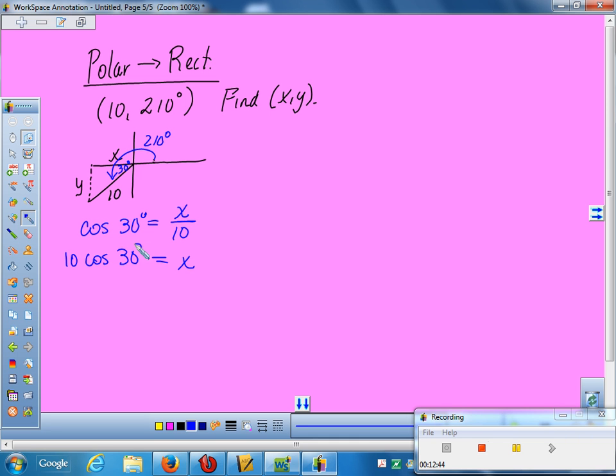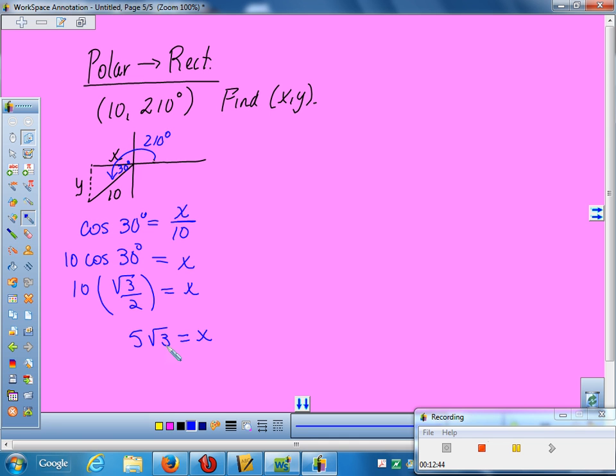If it's not, if that was 50 degrees, you would just throw it in your calculator and get a decimal. But since we actually know this one, what is the cosine of 30? Yeah. It is square root of 3 over 2. So simplified, 2 cancels into 10, and so x is 5 times the square root of 3.